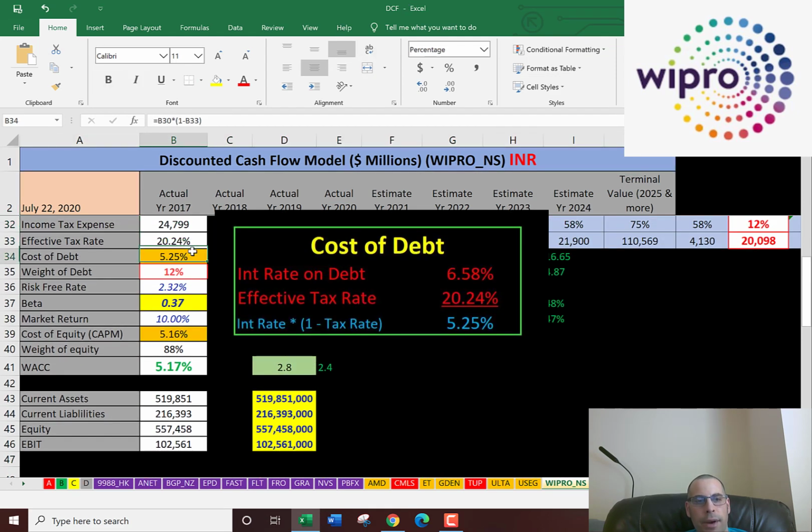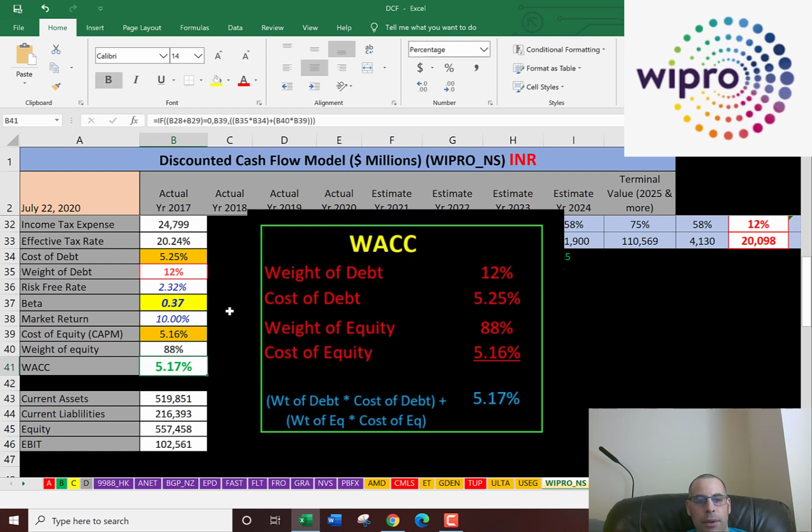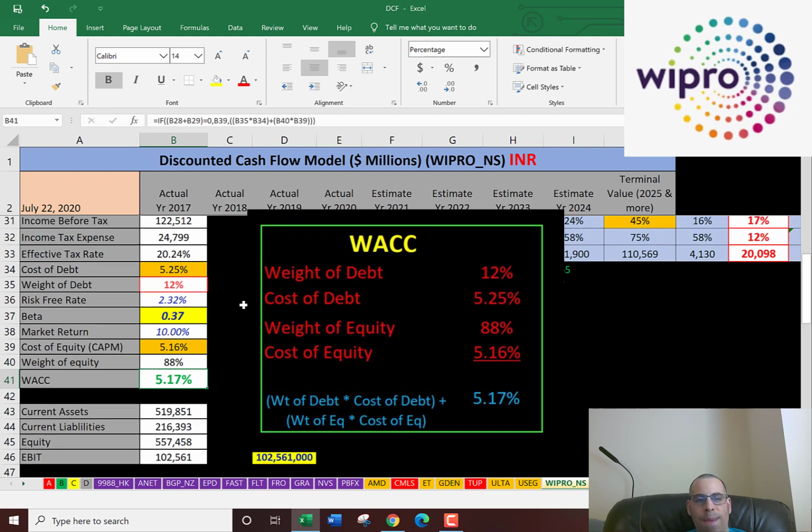Let's look at the capital structure. The cost of debt is 5.3% and they have 12% debt. The cost of equity is 5.2% and they have 88% equity. So the weighted average cost of capital is 5.2%. That's the discount rate we're going to apply to the future cash flows.